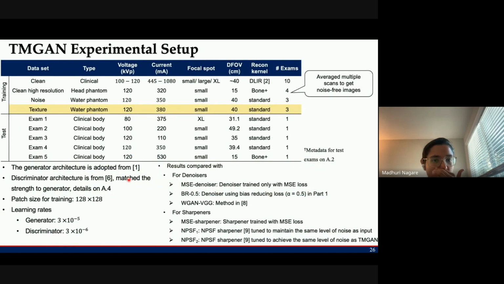So this is the experimental setup. Again, we take noise from a water phantom. And since the noise in the input images is from a water phantom, we also take texture samples from a water phantom.